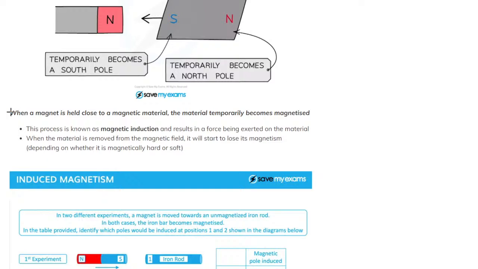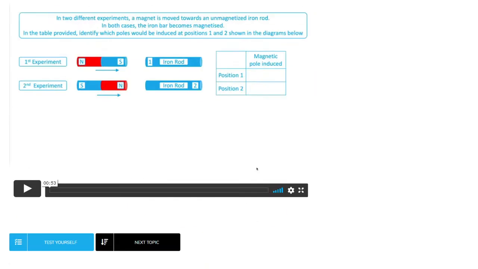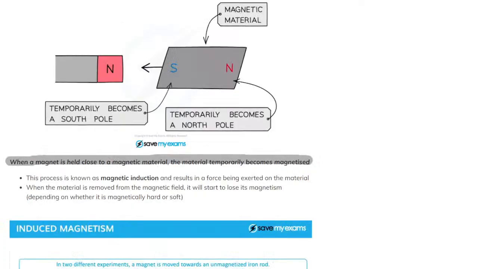So this is a very good statement that you can also write down on how magnetic materials work. Now this process is called magnetic induction. Magnetic induction is simply when a magnetic material becomes magnetized temporarily. So when a material is removed from the magnetic field, it will start to lose magnetism, just like a bar magnet. When I keep it further away, the magnetism will reduce.